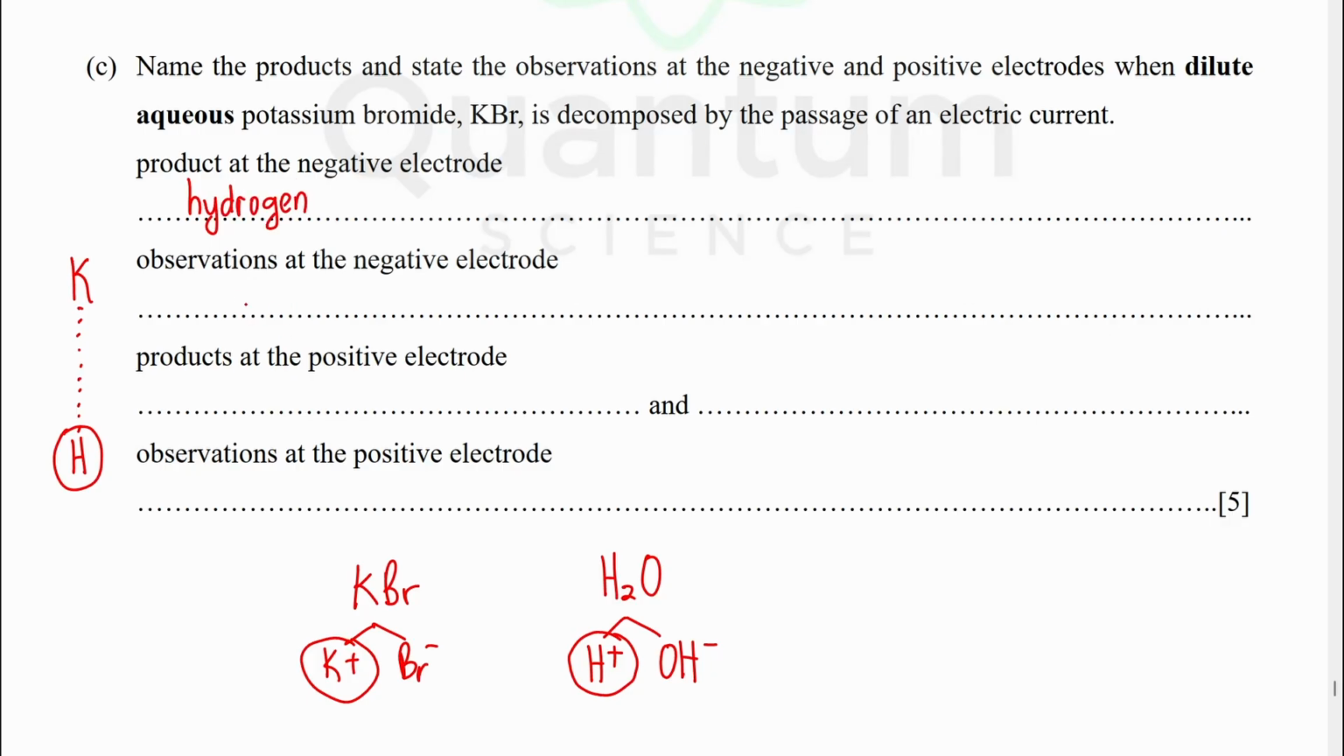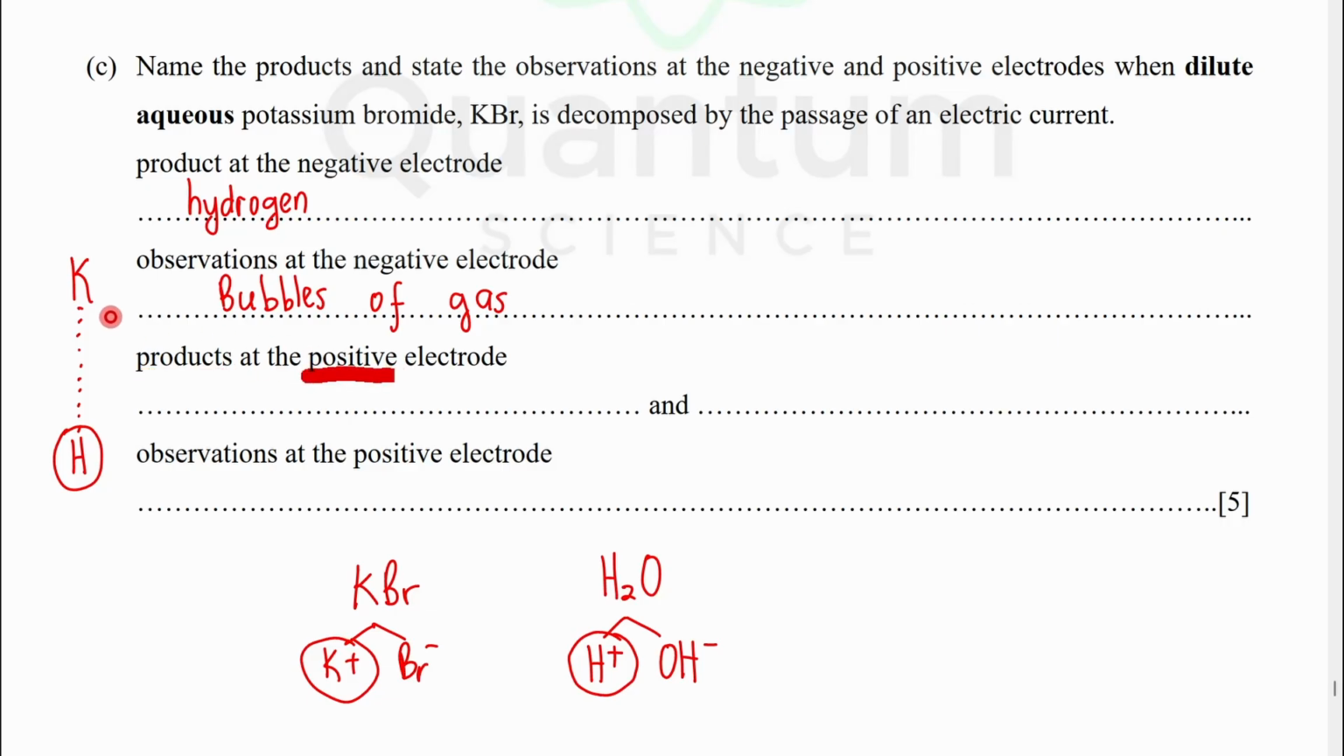Next, what can you observe at the negative electrode? The product means the name of the chemical compound, while observation is something that you can see with your eyes. So you don't write, I see hydrogen gas, but you can just write bubbles of gas. Okay, and if you want to make it clear, you can also write bubbles of colorless gas because hydrogen is colorless.